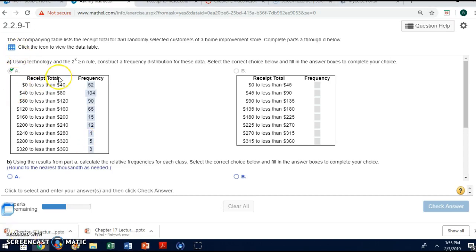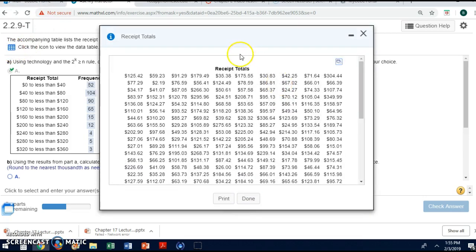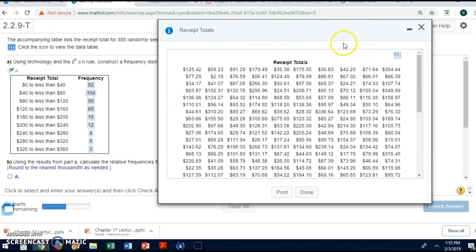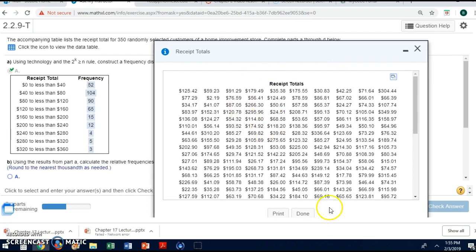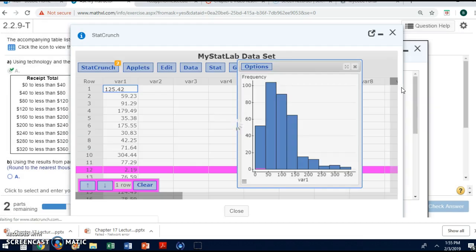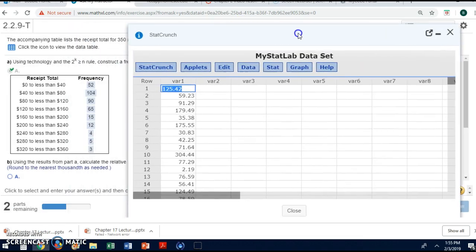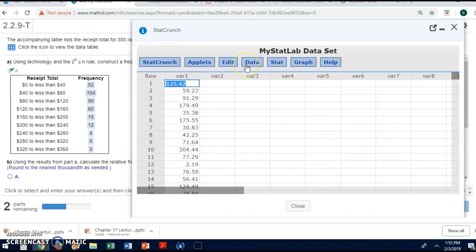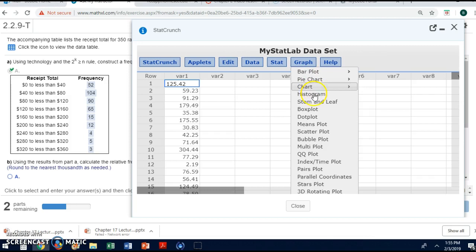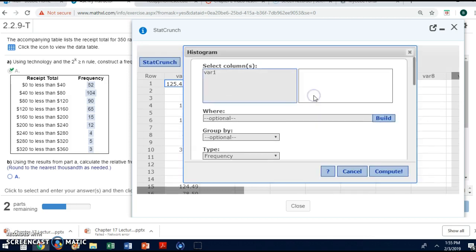Okay, so when you have one where it's a lot of numbers, obviously you don't want to have to count these. If you open in StatCrunch and do it the way we were working the earlier problems, it won't work like it would on ones that are smaller. So the best way to do this is to do what's called a histogram.